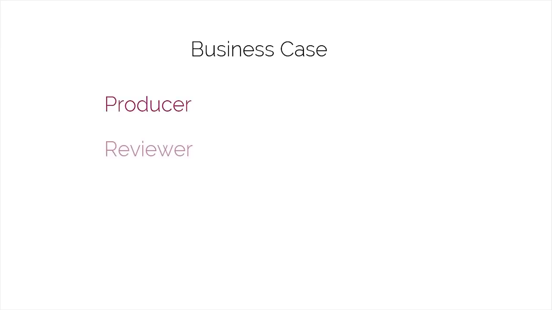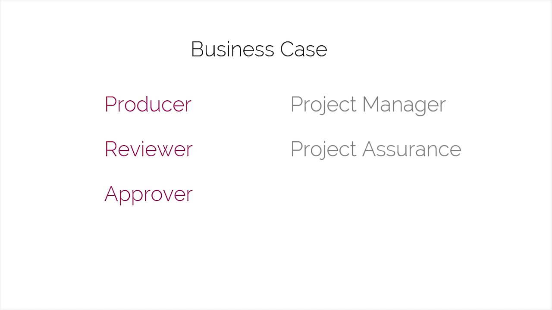In the quality theme, quality responsibilities refer to defining the producer, reviewer, and approver for the product. For example, if the business case is a product, then the project manager is the producer, project assurance can be the reviewer, and the executive can be the approver. It's important to remember that it may be the case that the reviewer and approver for a product can be the same person.